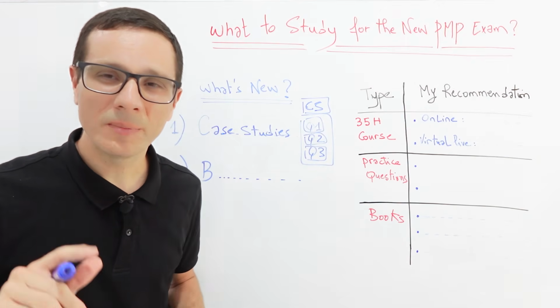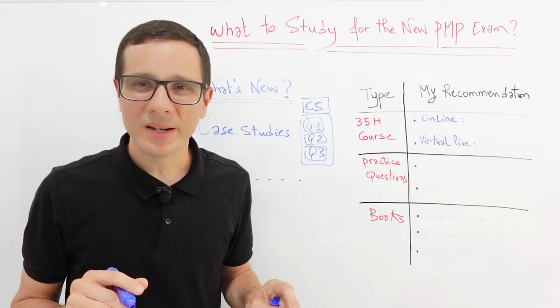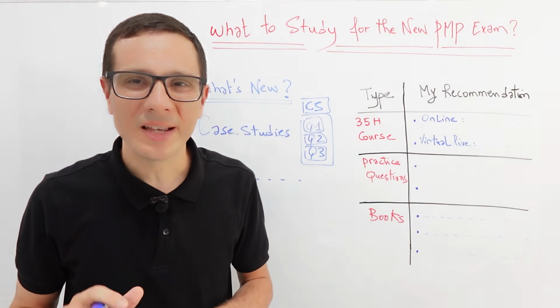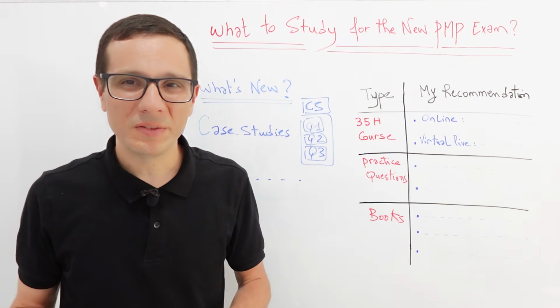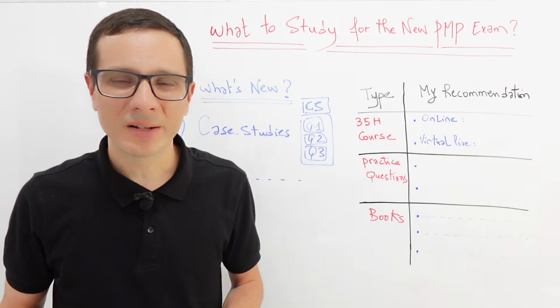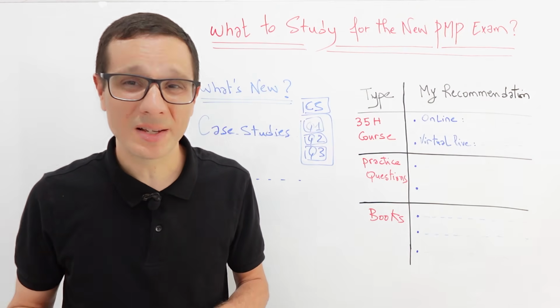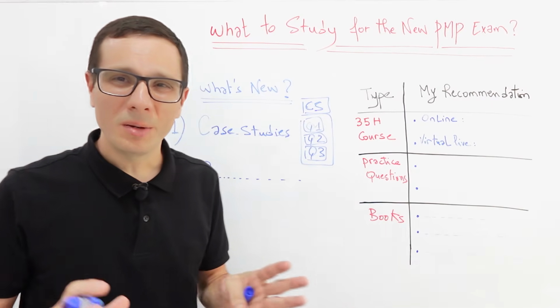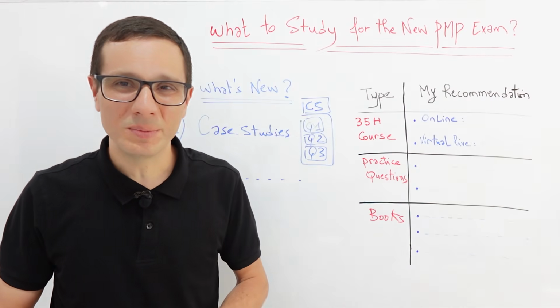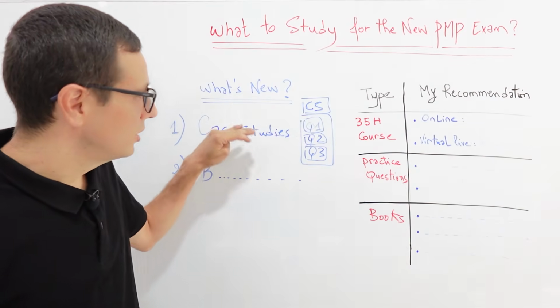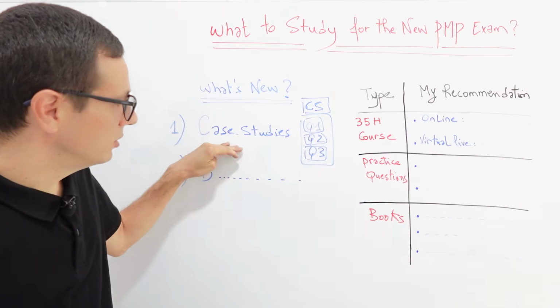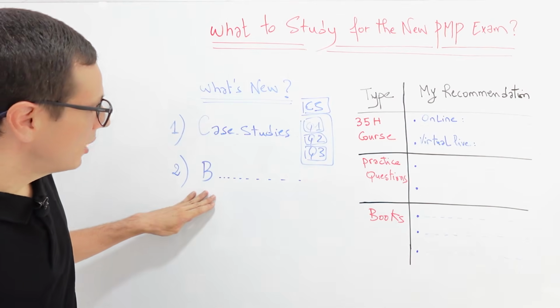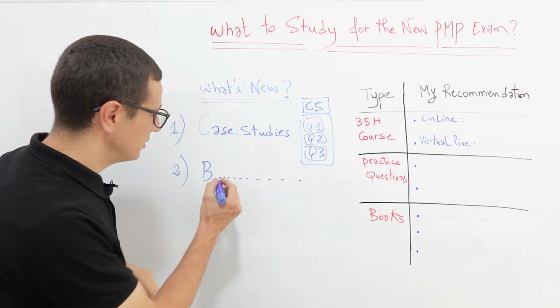So that's the difference. On the PMP exam, you might expect at least 2 case studies, and for each of these case studies you might expect 3 to 5 questions, as I said. So that's the new thing compared to the previous edition of the PMP exam, which is the major change that we are having here. Now the second change is about the business environment section.